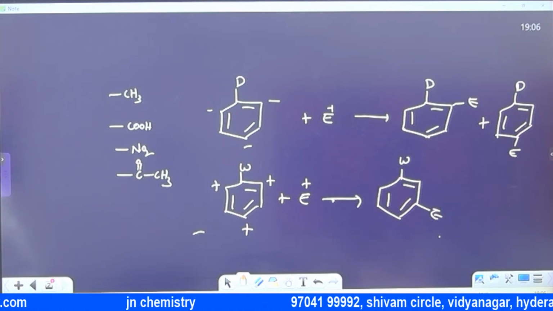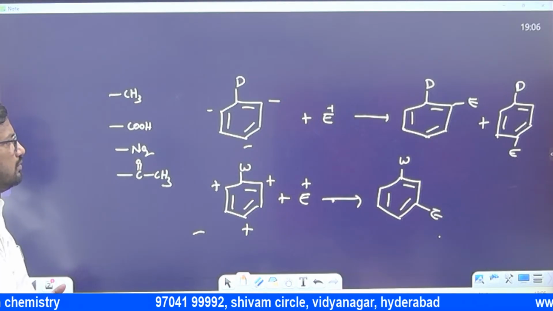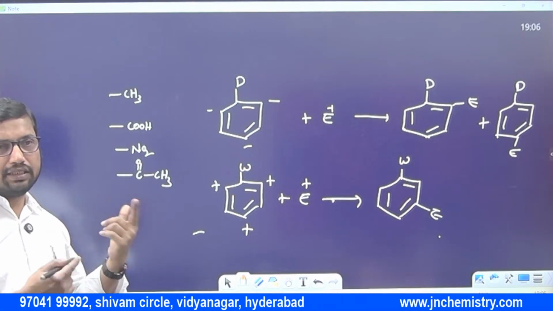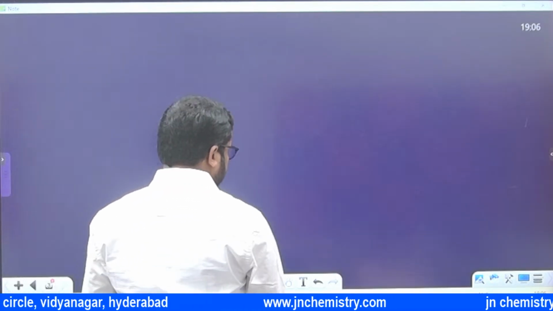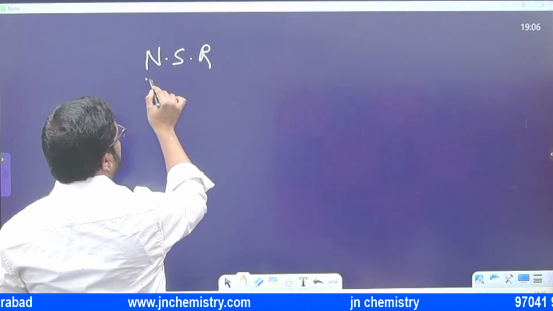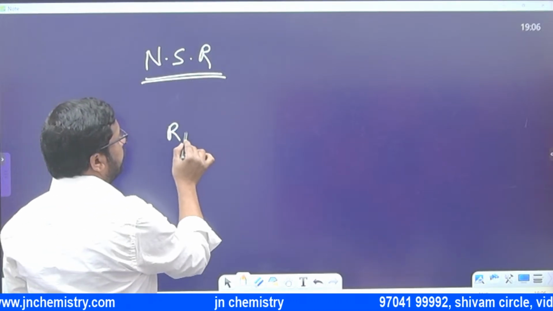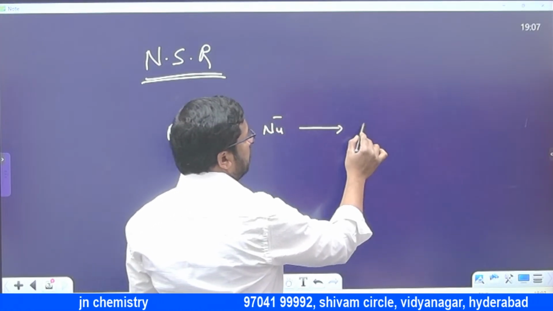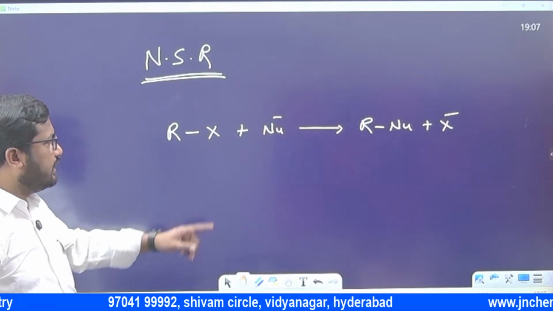Done? The phenol and aniline reactions I'll explain in the second year because 11th class students are here, so people won't understand. Then next, put the heading nucleophilic substitution reaction. For example, RX plus nucleophile gives R-Nu plus X minus. So the nucleophile is substituting here.